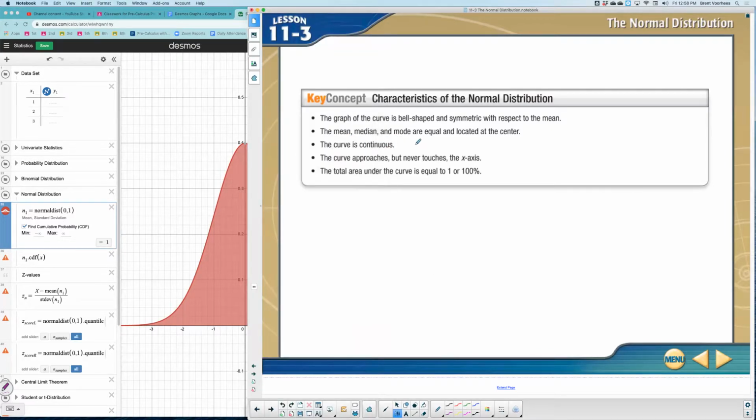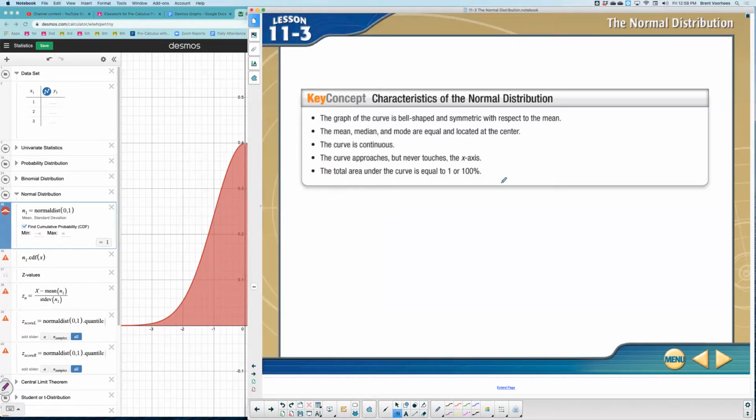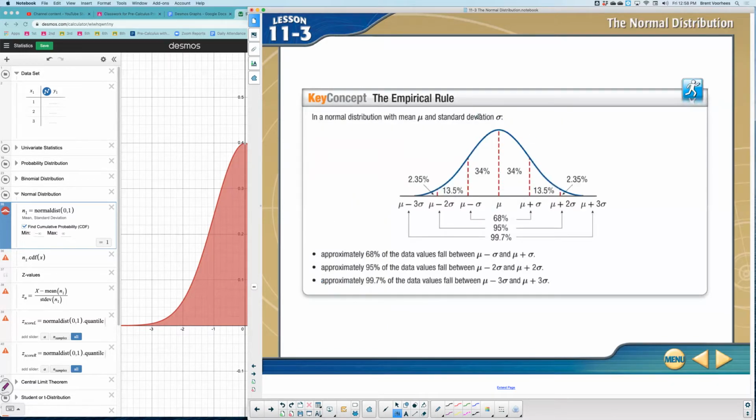The mean, median, and mode are equal and located at the center. This curve is continuous. The curve approaches but never touches the x-axis, so it never actually gets there. It just gets closer and closer. And the total area under the curve is 1, like I was saying. So here it is. And what we will learn is, if this is the mean, that's the mean, this is 1 standard deviation. 1 standard deviation to the right will have 34% of the data. 1 standard deviation to the left will have another 34%. So between 1 standard deviation left and right, 68% of your data will occur.